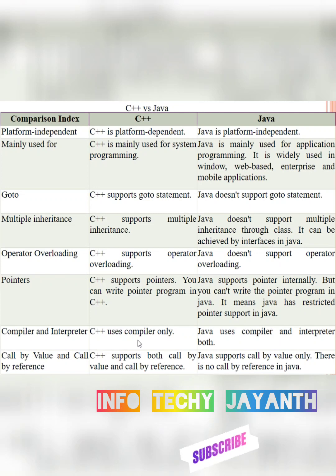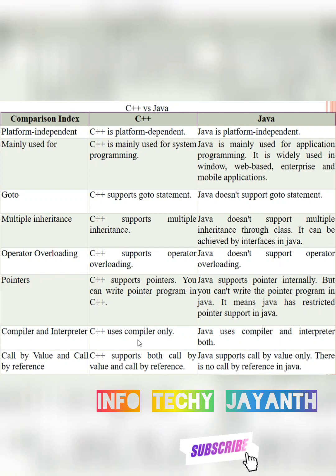And then call by value and call by reference. Both are acceptable in C++, because a reference is a kind of pointer where the variable is stored. So we can achieve the call by value and also call by reference. But in Java only call by value is possible, and there is no reference because we are not using any pointers. This is the reason Java does not support call by reference.